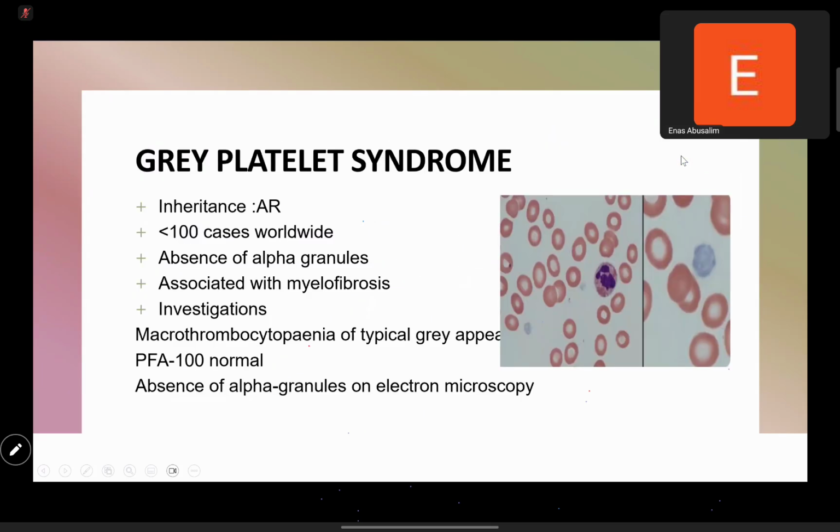Okay? Also, we have something called gray platelet syndrome. It's a very rare disorder. There's less than 100 cases worldwide.